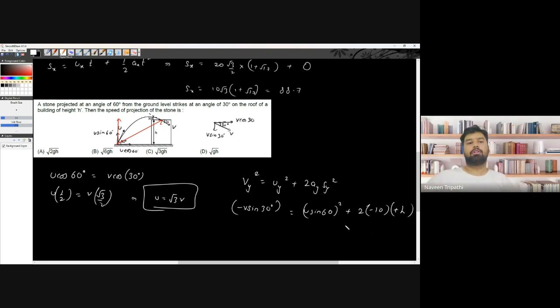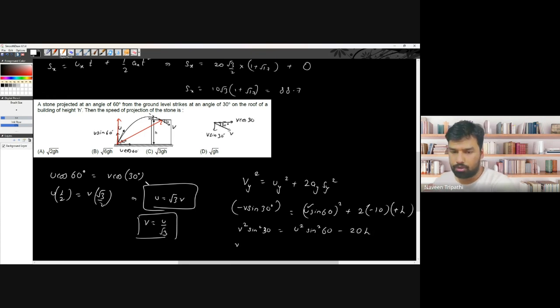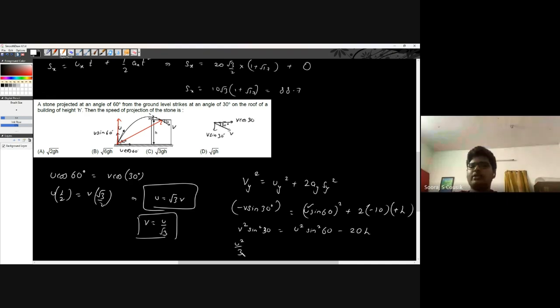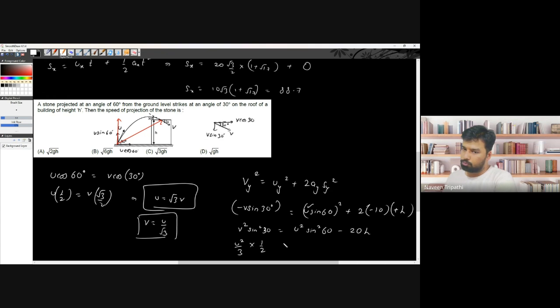Okay. Now, what they have asked is the speed of projection of the stone. They have asked u, so you have to eliminate v. We already know the relation between u and v. Just eliminate it. What is v? It is u by root 3. Just put it here. This becomes v square sine square 30 is equal to u square sine square 60 minus 20h. V is u by root 3, so it becomes u square by 3. Sine square 30 is 1 by 4. U square, sine square 60 is 3 by 4, minus 20h.